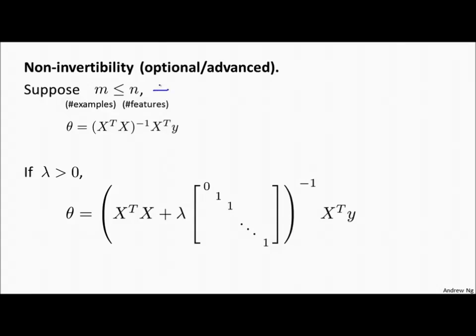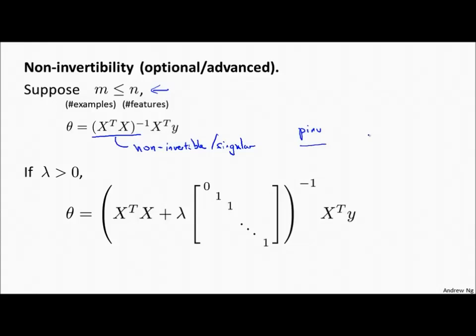Now, consider a setting where m, the number of examples, is less than or equal to n, the number of features. If you have fewer examples than features, then the matrix X transpose X will be non-invertible, or singular, or the other term for this is that the matrix will be degenerate. If you implement this in Octave and use the pinv function to take the pseudo-inverse, it'll kind of do the right thing, but it's not clear that it'll give you a very good hypothesis, even though numerically the pinv function will give you a result that makes sense.